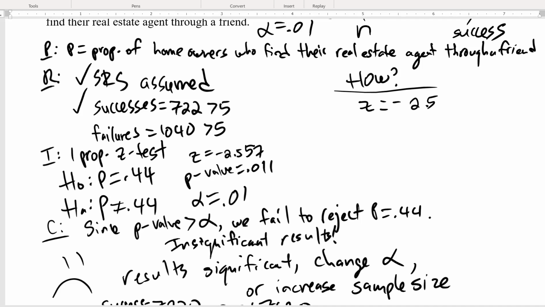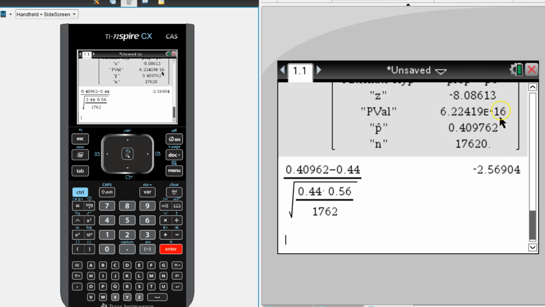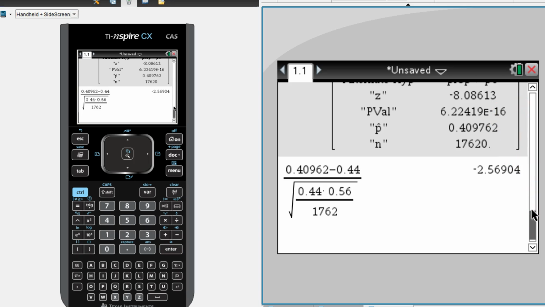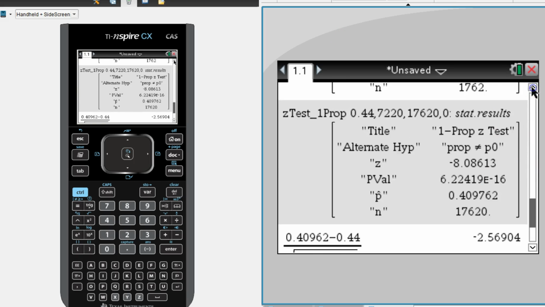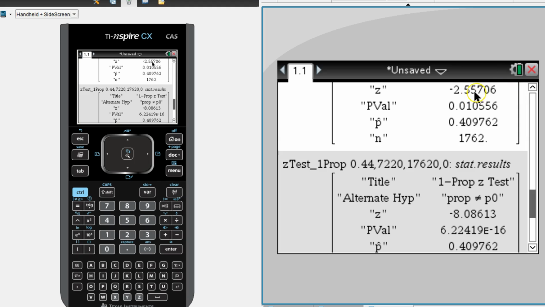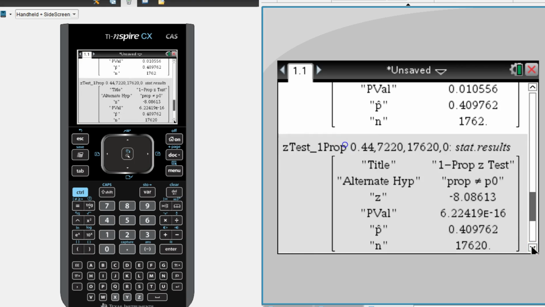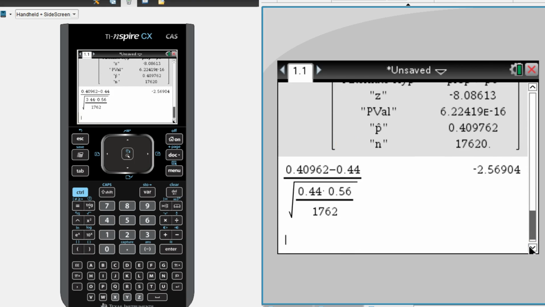My numbers seem a little more off, so maybe I did round off a little too much. So I'll just use it, 2.569. Maybe I used it wrong up here. 1762. There just must be some round off error in there somewhere. That's okay. So 2.57 I'll use.